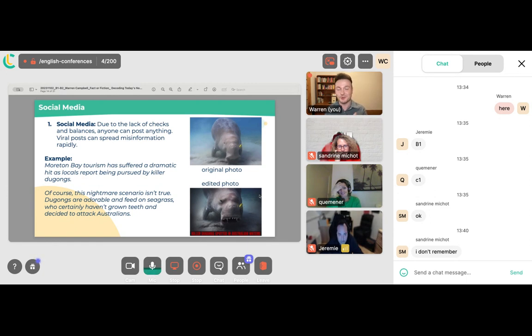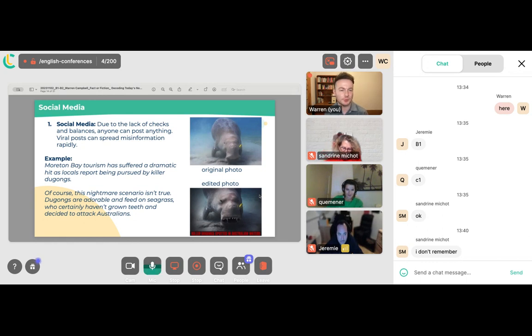At the old newspaper I used to work in the UK, we would quite often say, everybody in the world is a journalist now, because you can publish your own information at any time. Viral posts can spread information, or misinformation rather, rapidly.